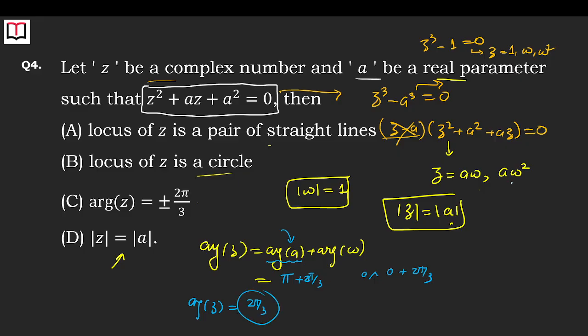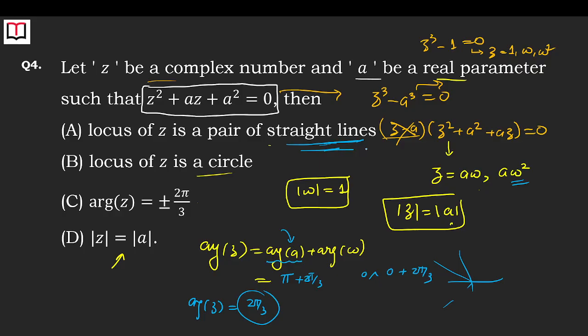If I assume a to be positive, the argument of z is either 2 pi by 3 or 4 pi by 3. So one line should be this one and another line should be the argument of z is 4 pi by 3, something like this. It is a pair of straight lines.